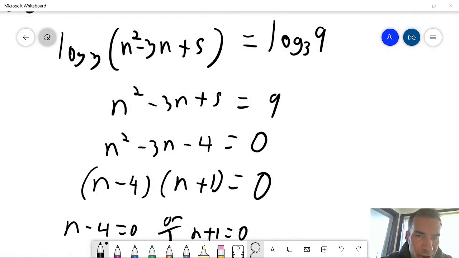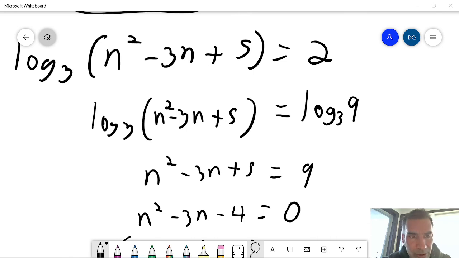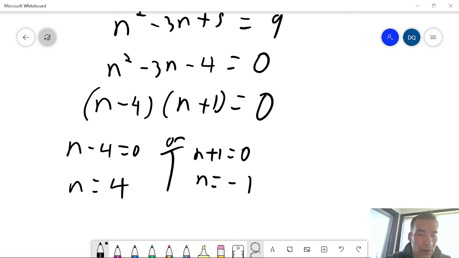And then I'm going to check, and yeah, both of these numbers work just fine here, because neither of those numbers cause me to take the log of a negative. So this is all well within the domain.